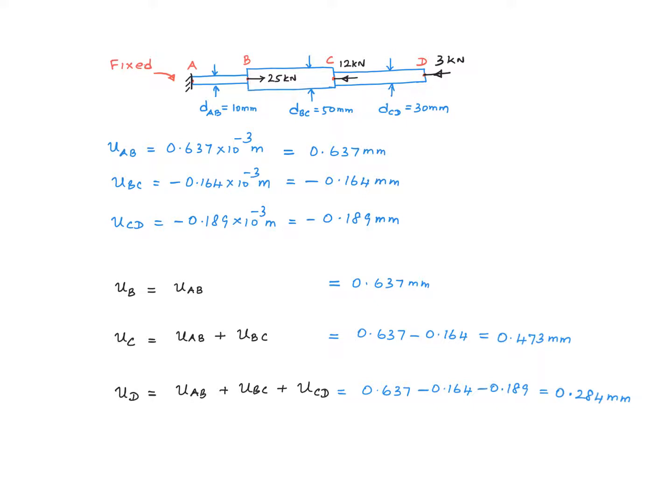You may want to know that as you move to the right from point B, the displacements actually decreases, right? So here we have 0.637 at point B. It's only 0.473 millimeters at point C, and it's even smaller at point D. Now the reason is that these two segments BC and CD, are experiencing compression, and therefore their respective lengths are actually decreasing, right? So this is where using a sign convention is very important in getting the displacements of various points on the rod correctly.